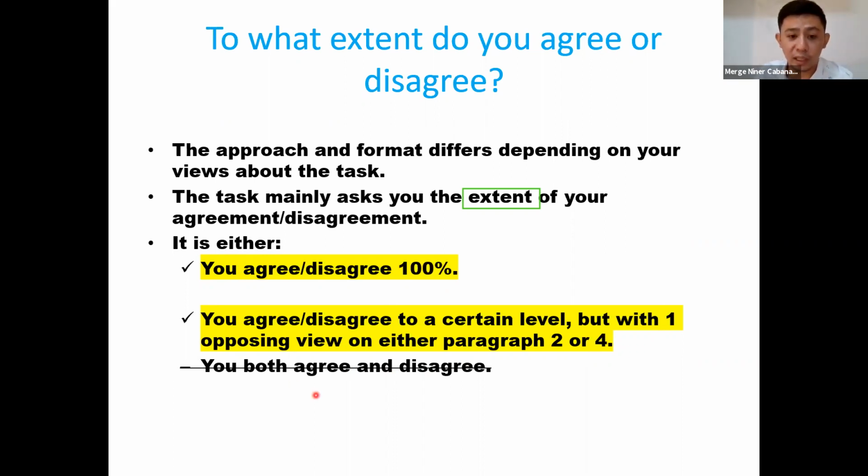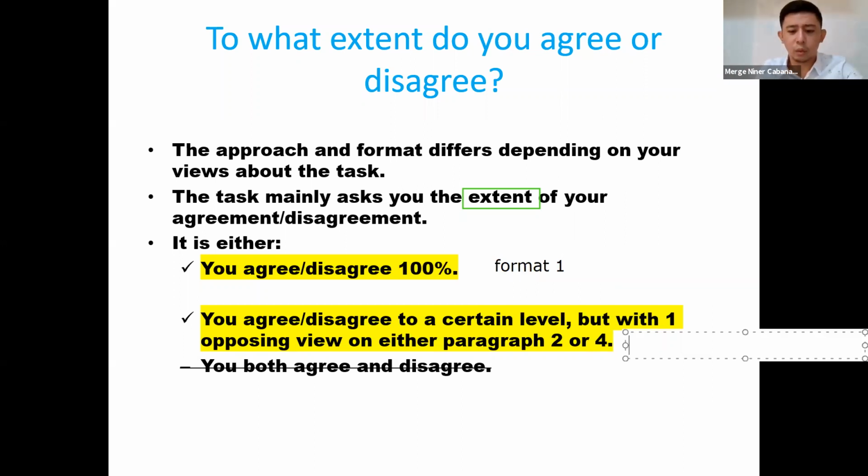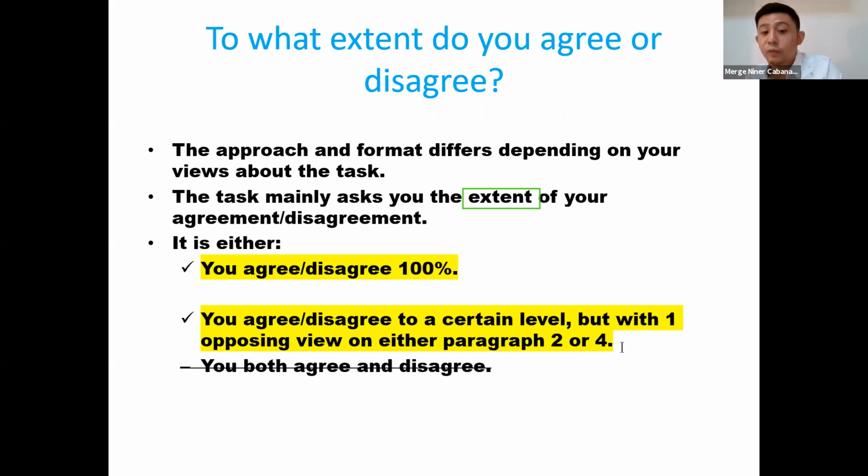I am going to refer to this as format 1, or format A if you want to call it that way. And this one is format 2, or format B. So we only have 2 formats that we are going to follow. Format 1 is the one where you agree or disagree 100%. And format 2 is the one where you agree or disagree to a certain level, but with one opposing view on either paragraph 2 or paragraph 4. That is the entirety of our comparison of which approach we are going to use.